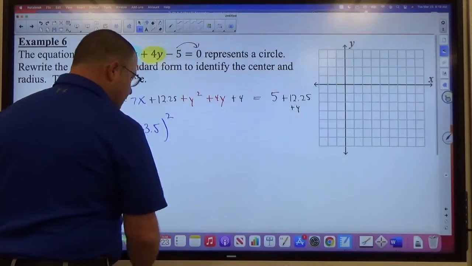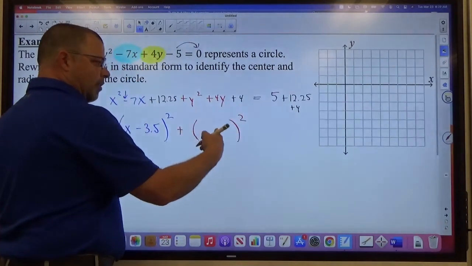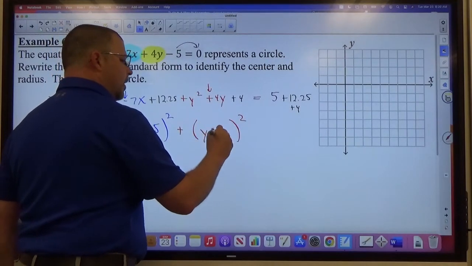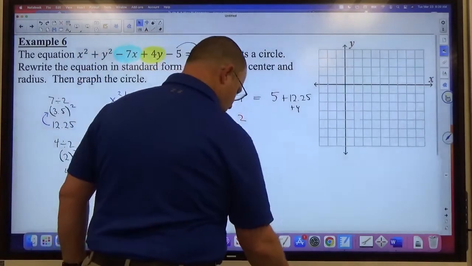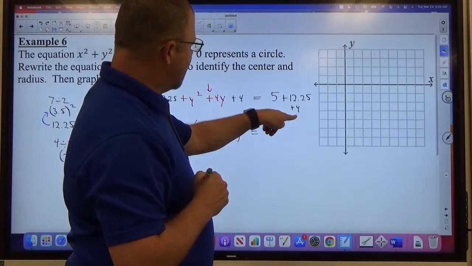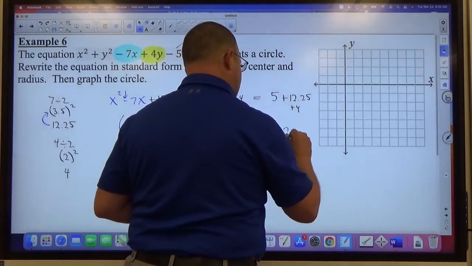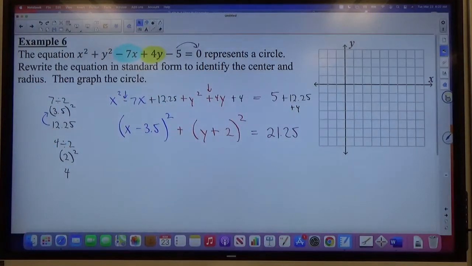And then we got plus. I want a parentheses squared for y. Letter, sign, number. The letter is y. The sign in front of the linear term is plus, and the square root of 4 is 2. And then over here we just need a number. 5 and 4 is 9, plus 12.25 is 21.25. Standard form has been created.